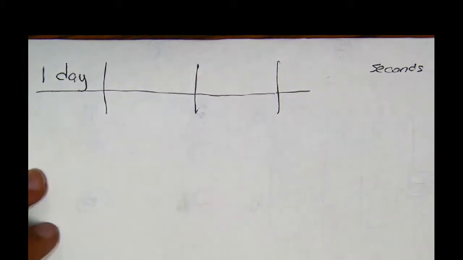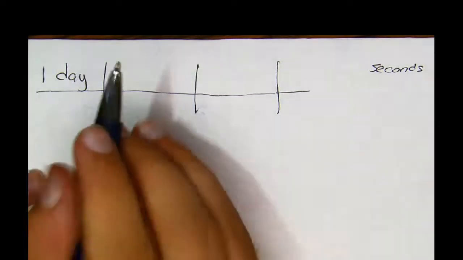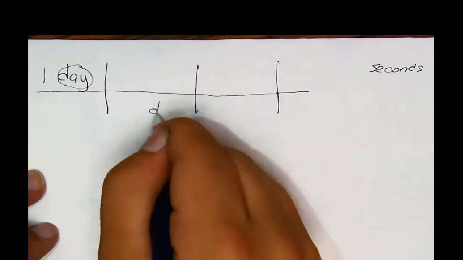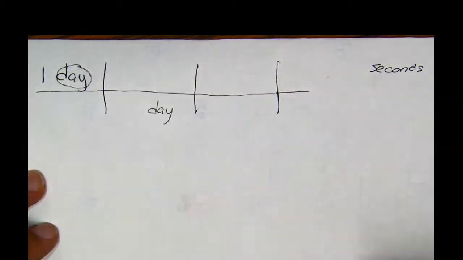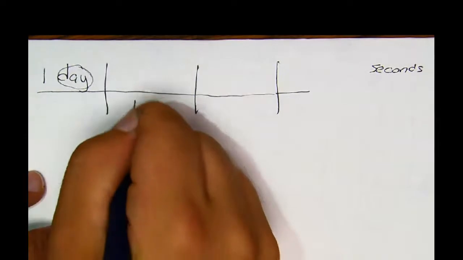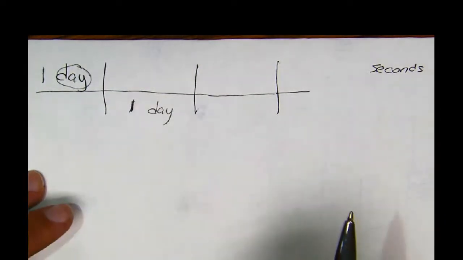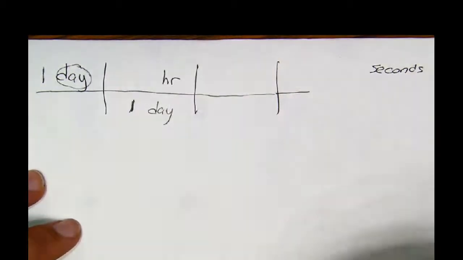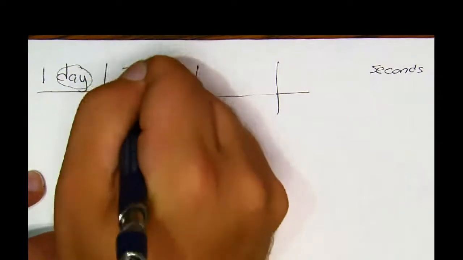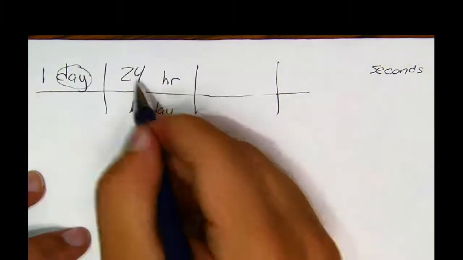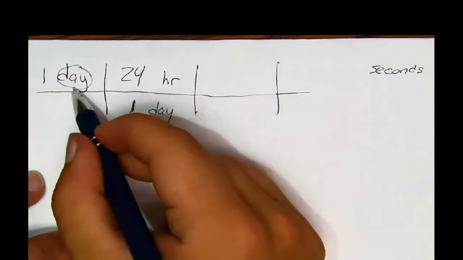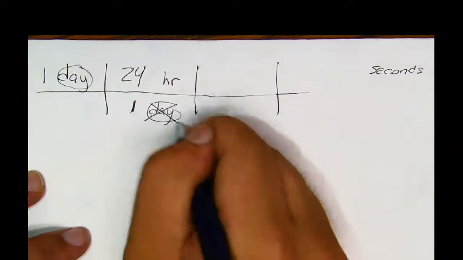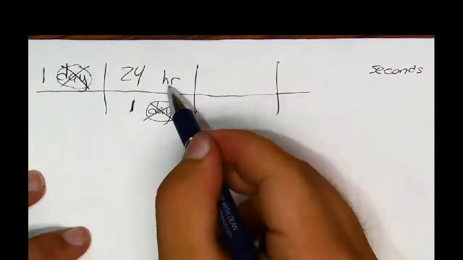Pretty good? All right. Now, since I have days on top, I have to put days on the bottom. And I have to use a factor. So I'm going to use 1 day. Now I have to use something that gets me closer to seconds. I'm going to use hours because I know how many hours are in a day, 24. So 24 hours are in 1 day. And since I use day on top and day on bottom, those two cancel. Now I'm left with hours.